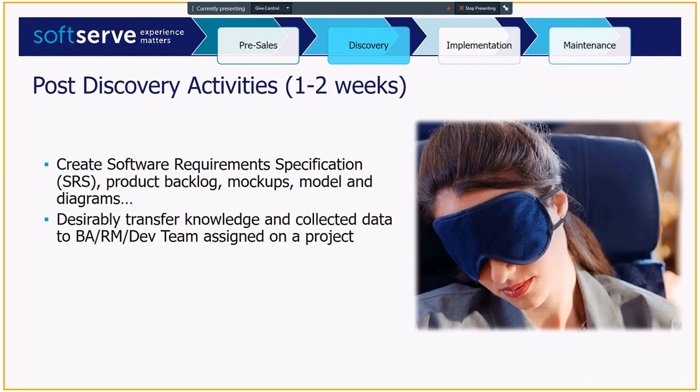So during the post-discovery analysis, we just take all of this knowledge that we've gathered during those first two phases of discovery and try to put it into a manageable backlog, try to create mockups if needed, create some models and diagrams, or create a software requirement specification. It's all dependent on the approach that we'll take, because as a business analyst, I can work with Agile, I can work with Waterfall, so depending on what kind of approach I take, I'll create different types of documents. And also, it's really desirable to transfer all of the knowledge we've gathered to different members of the team, so they can grasp the whole context of the project.